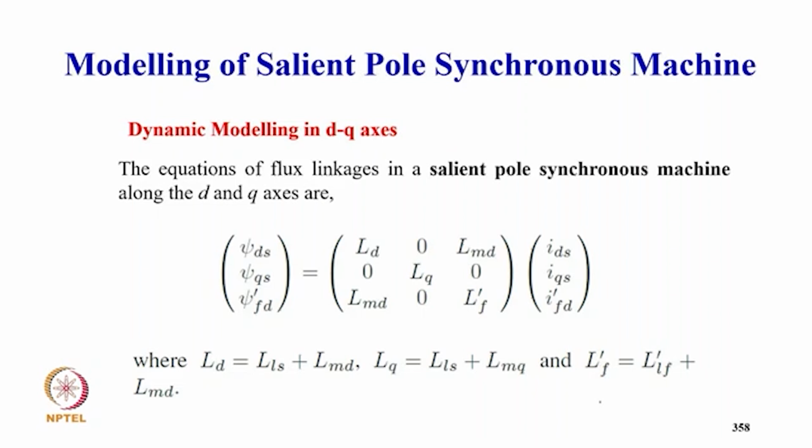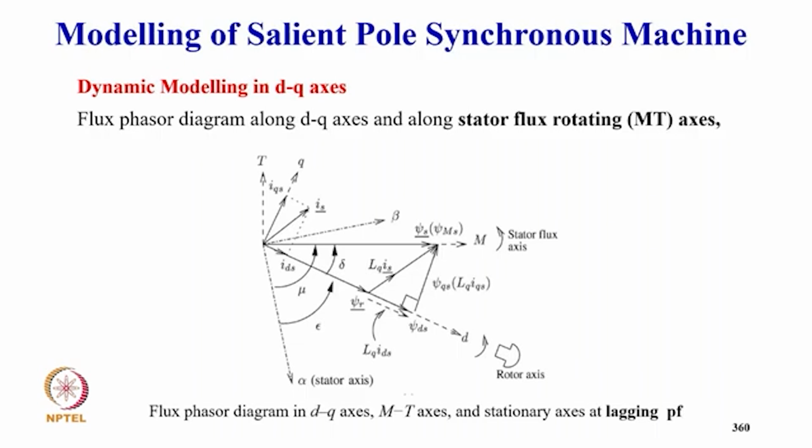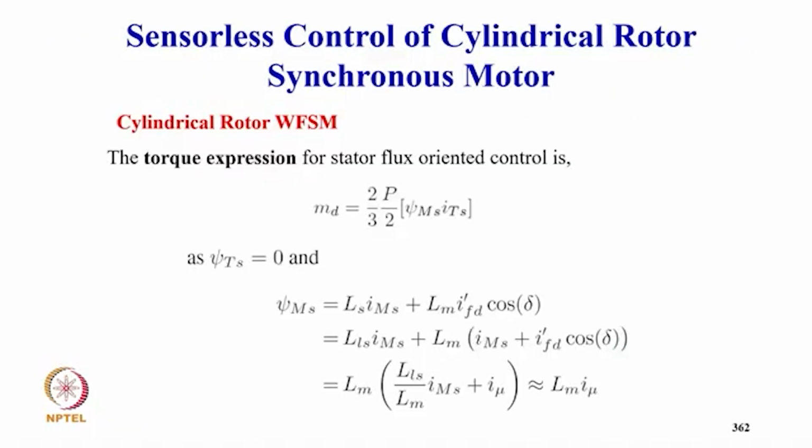So dynamic modeling in DQ. The flux linkage equations of the cylindrical pole machine along the DQ axis are phi_ds, phi_qs and phi_f', with the matrix of L_d, 0, L_md, 0, L_q, 0, L_md, 0, L_f', where all the inductances are defined. Now the developed electromagnetic torque is M_d equal to 3/2 times P/2 times [(L_d minus L_q) I_ds plus L_m I_fd'] I_qs. And this is the phasor diagram of DQ along with the stator flux rotating axis, with the lagging power factor, and this is with the unity power factor flux representation.